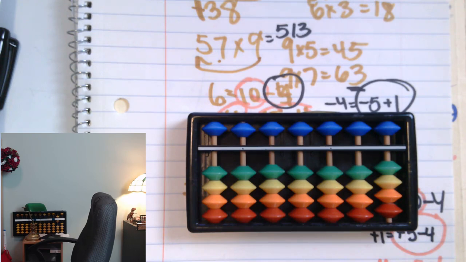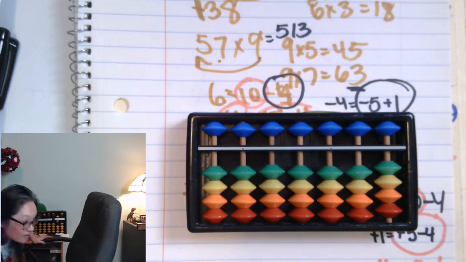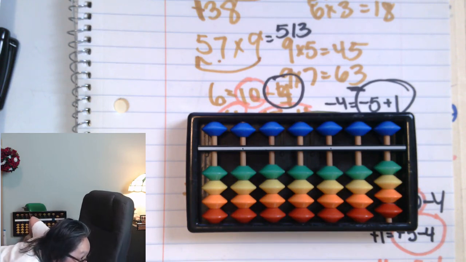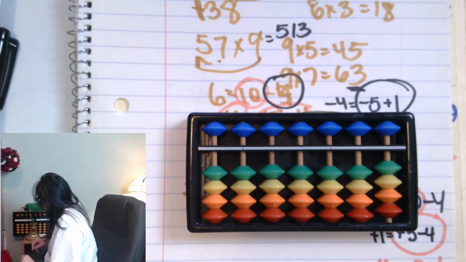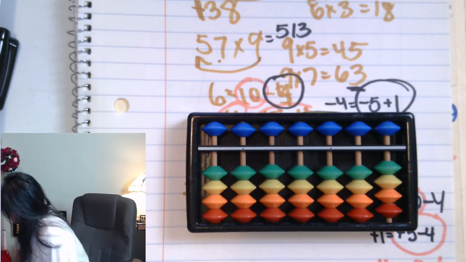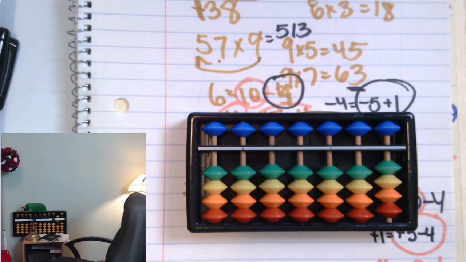Where is it? Oh, I lost it. Is it here? I was trying to find something. I've lost it. Oh, here it is. Is it here? Yeah. Oh, yeah, here.